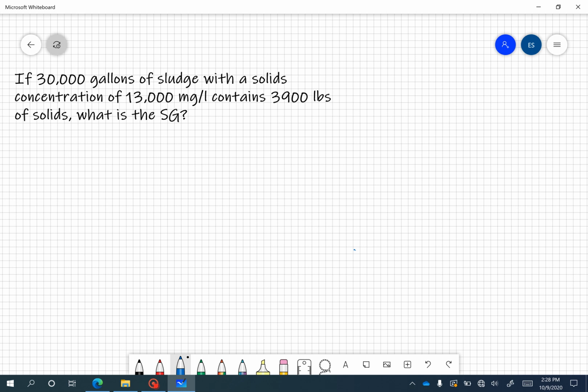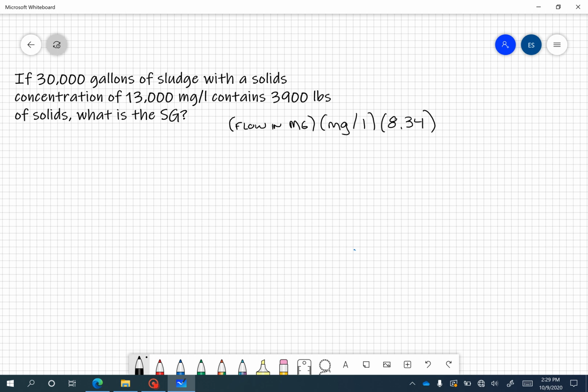So the Pound's formula, which you will find on your sheet and which you will be intimately familiar with by the end of this class, is flow in million gallons times concentration, solids concentration in milligrams per liter times 8.34. And in cases of calculating pounds of sludge, you would also add times specific gravity.